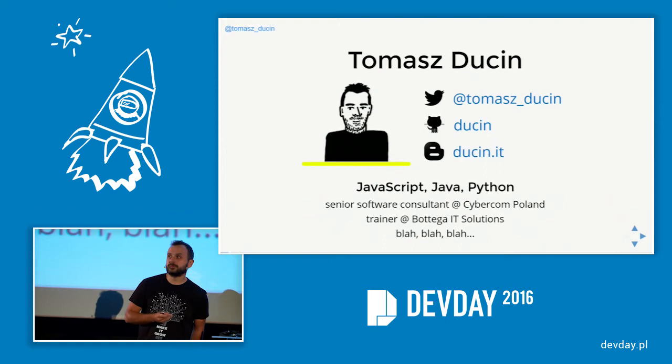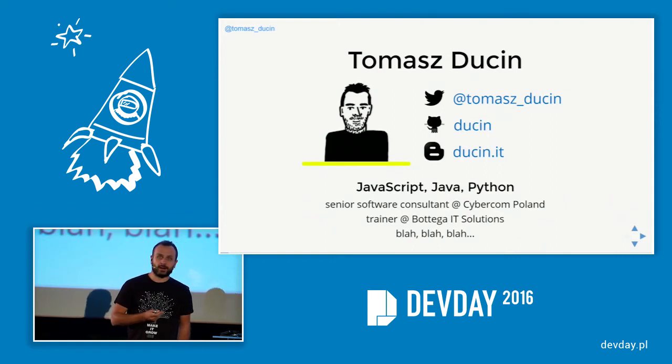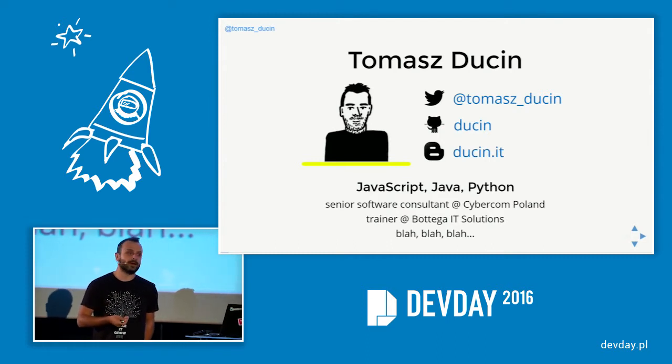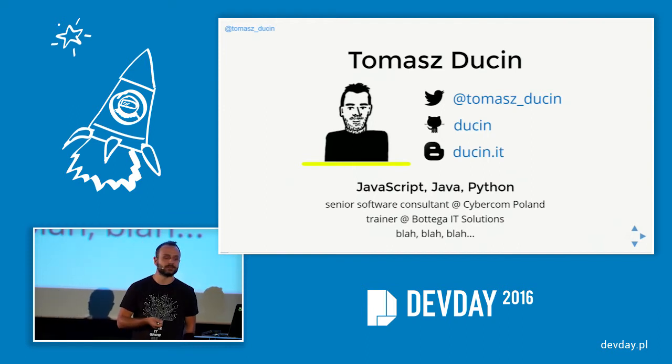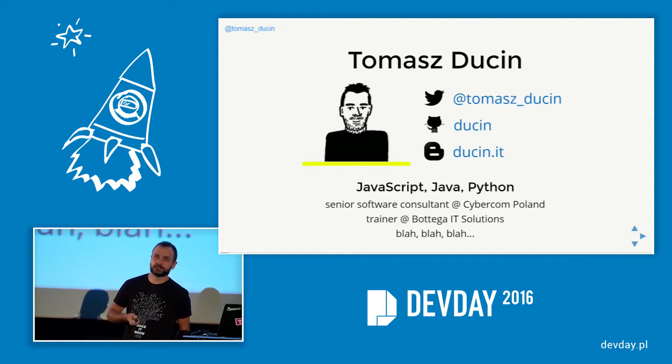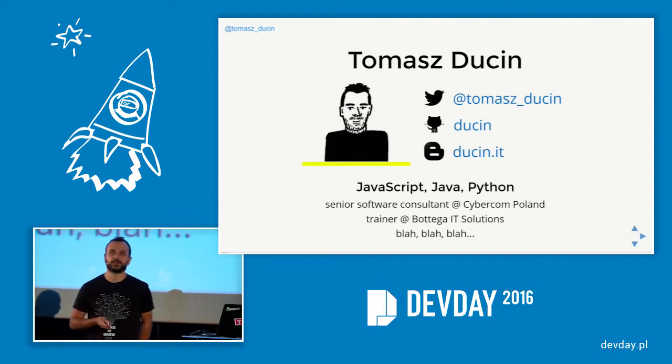So let me introduce myself. My name is Tomasz Ducin. I've been working in various technologies, and a couple of years ago I fell in love with JavaScript and its ecosystem, and this is what I do since then. I'm doing trainings, and on a daily basis I work for a Cybercom Poland company where I design architecture and develop enterprise-scale interfaces. For less than 3 years I've been working for the financial sector, precisely doing banks. And the experience I gained throughout this time is what I'd like to share with you during this talk.